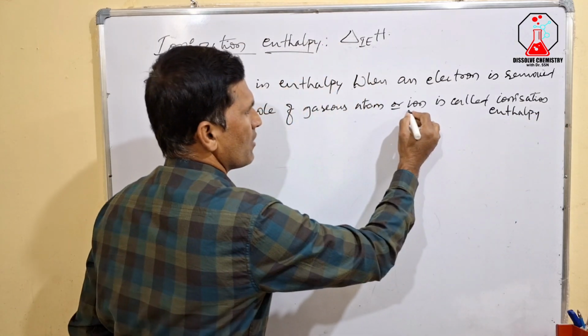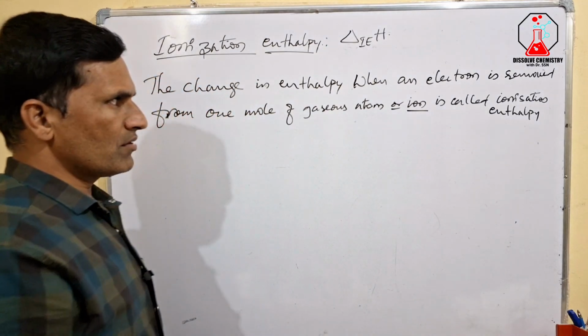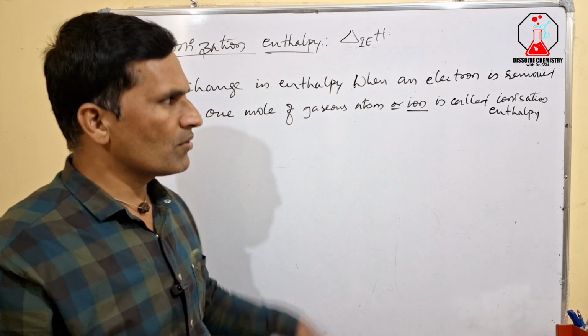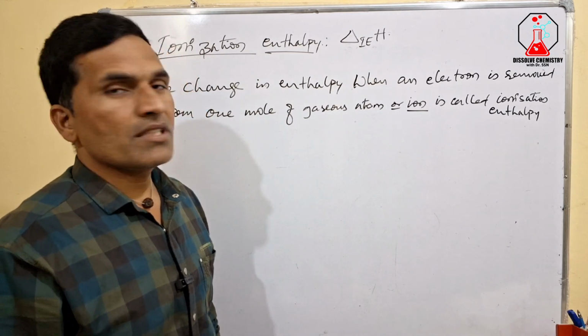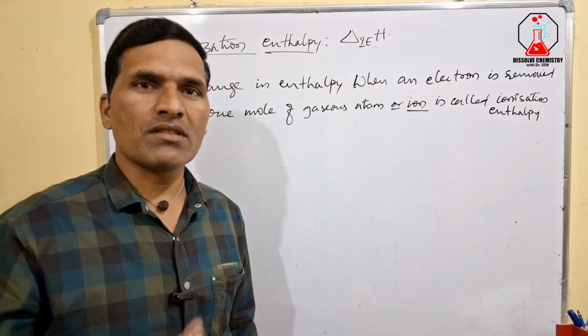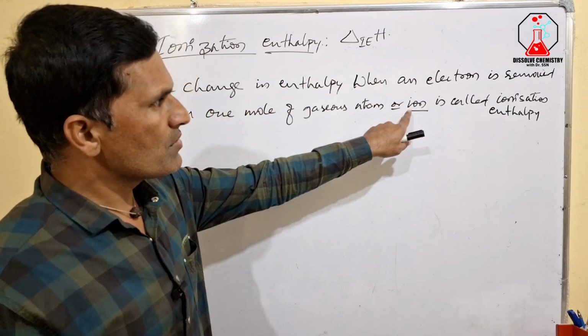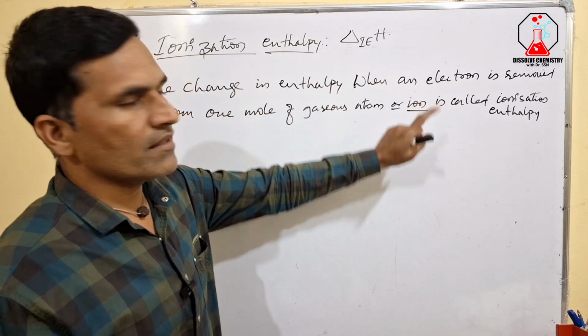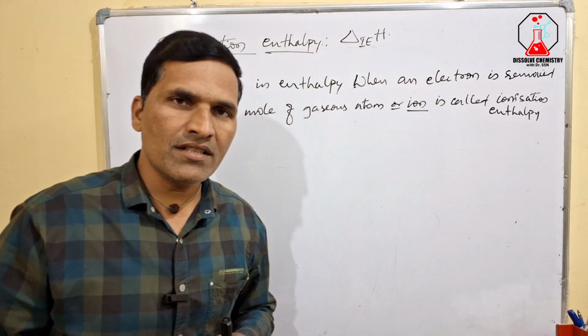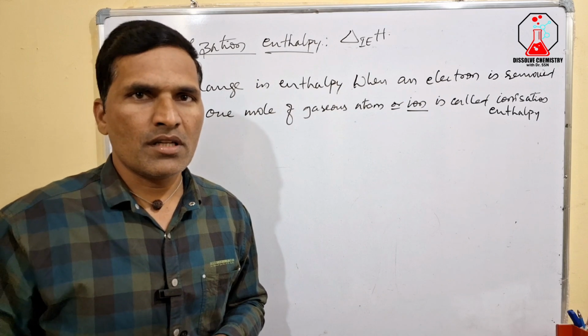You may be wondering why it is used as ions, because we are going to remove an electron from an atom, and after removal only it converts into an ion. Of course, in many cases we remove the second electron, the third electron. Hence I have used the term ion. So the atom should be gaseous, and from that we remove the electron.